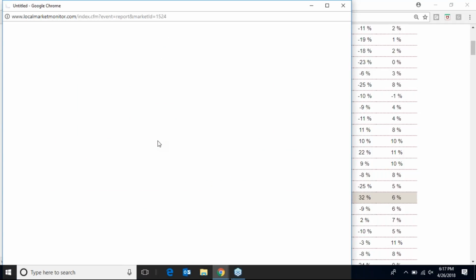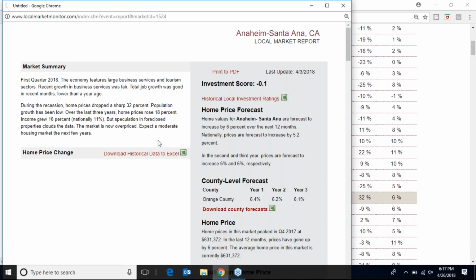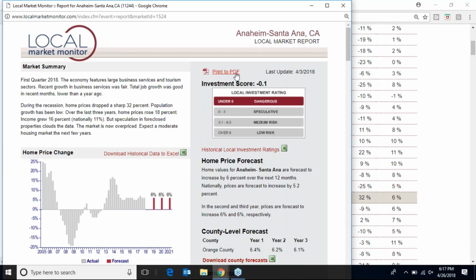The reports print to about 6 pages in length. You can print it to PDF, which is a nice feature, so if you need to look at it at a later date. They are also updated every month. They're usually about the first business day of the month. This one was last done on April the 3rd. They all include a market summary, which is written analysis specific to this market.